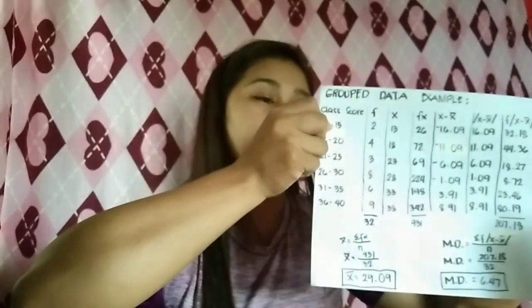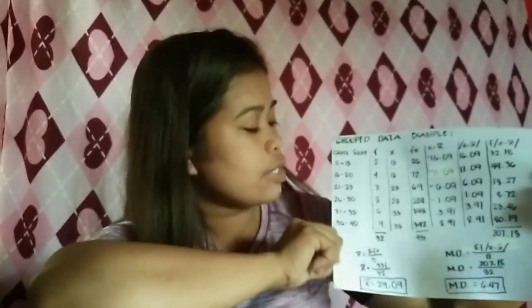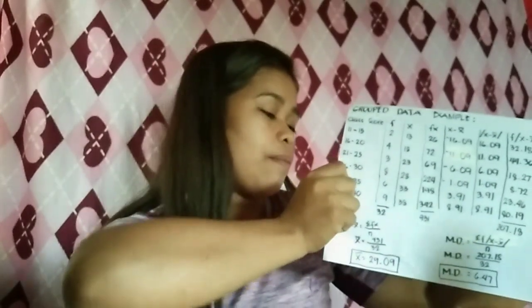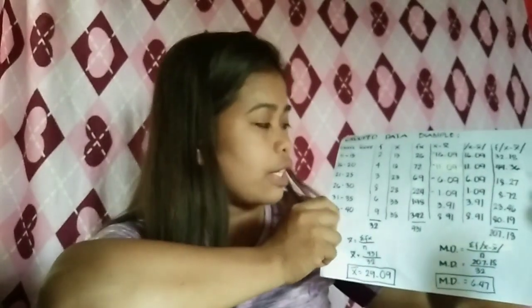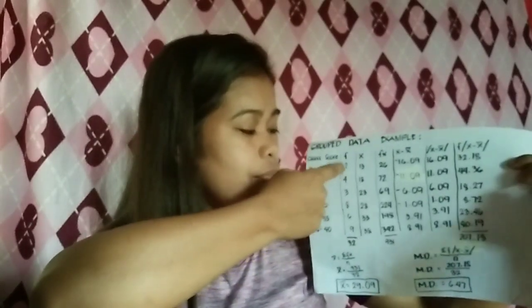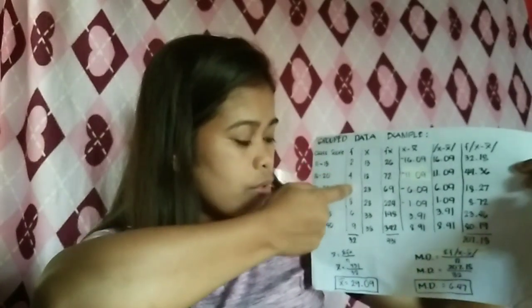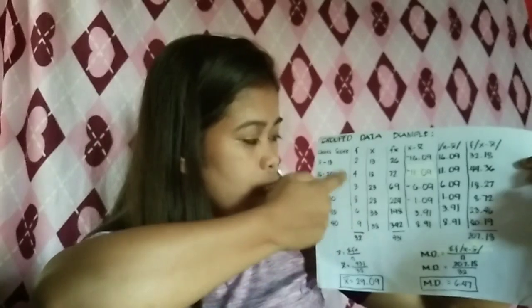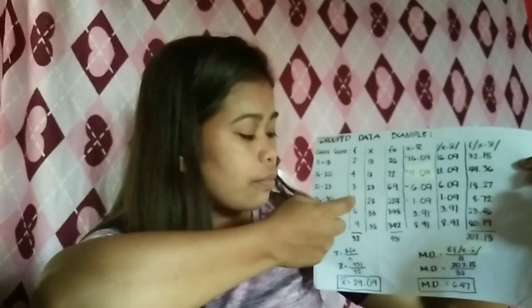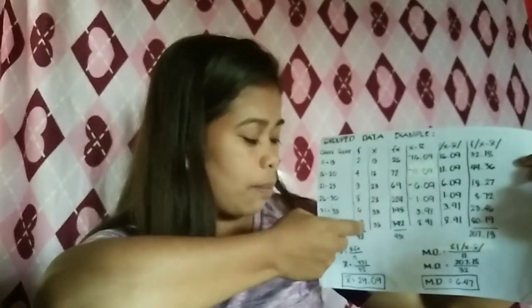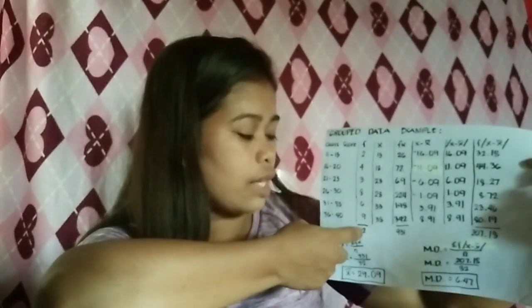Okay, next is the group data example. I am giving two columns, the class score and f. Class score is 11 to 15, 16 to 20, 21 to 25, 26 to 30, 31 to 35, and 36 to 40. Our f is 2, 4, 3, 8, 6, and 9. Let me total this. 2 plus 4 is 6, 6 plus 3 is 9, 9 plus 8 is 17, 17 plus 6 is 23, 23 plus 9 is 32. The total is 32.